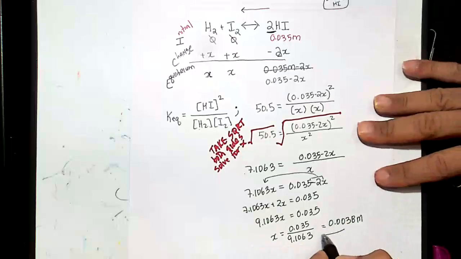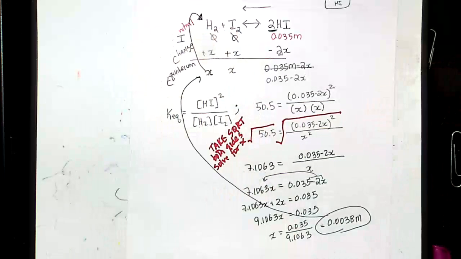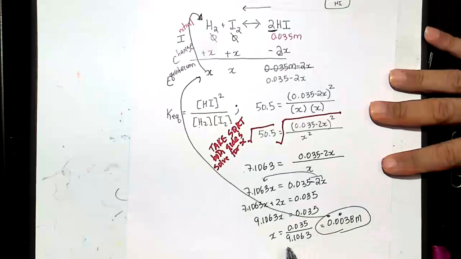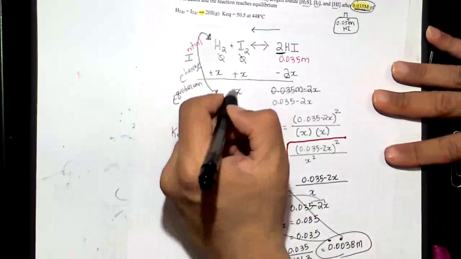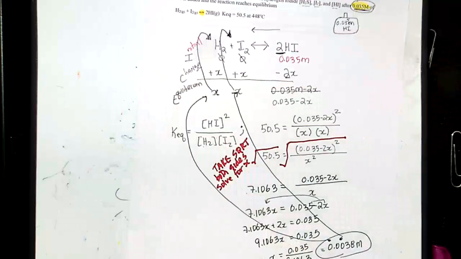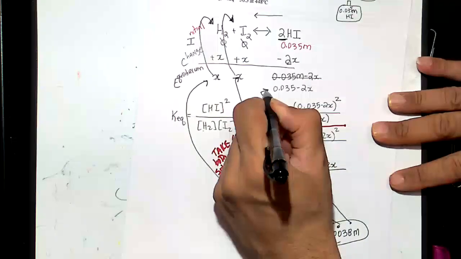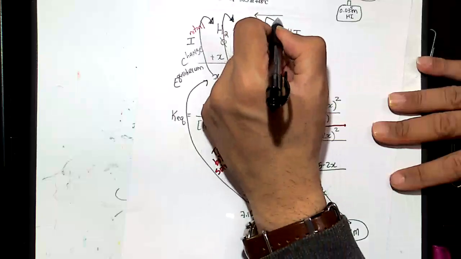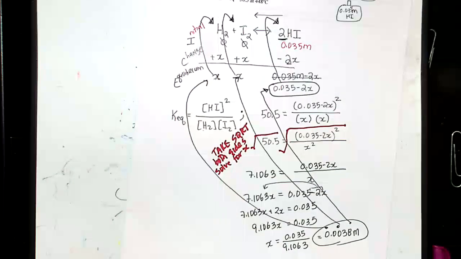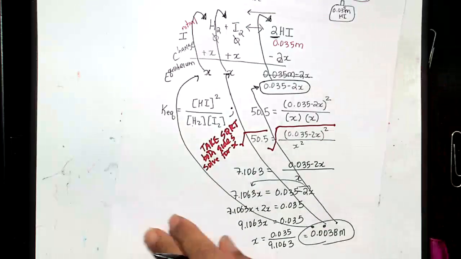But what does that x really mean? That x really is this x, which is the concentration of H2 at equilibrium. That's point number 1. Point number 2 is that this x that we solved for is really this x, which is the concentration of I2 at equilibrium. And finally, point number 3 is that 0.035 minus 2x, plugged in, will give us the final equilibrium concentration of HI.